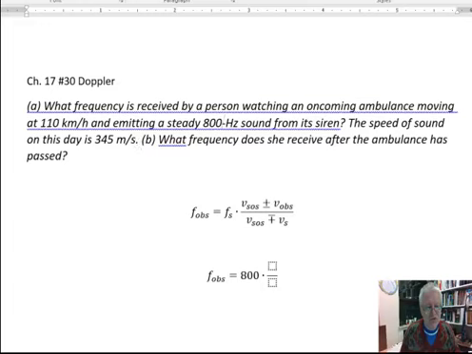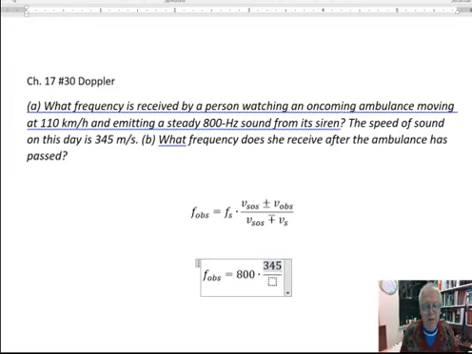I wish they wouldn't do that in books. Let's do 2 sig fig because of this one here. I wish they wouldn't do that here. They would give us other numbers here, but oh well. So 800, and I'm going to have a 345. It says by a person watching an oncoming ambulance moving, so plus minus 0.